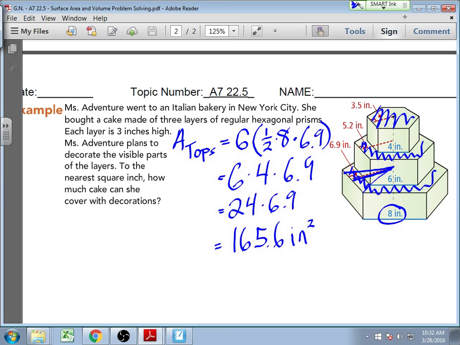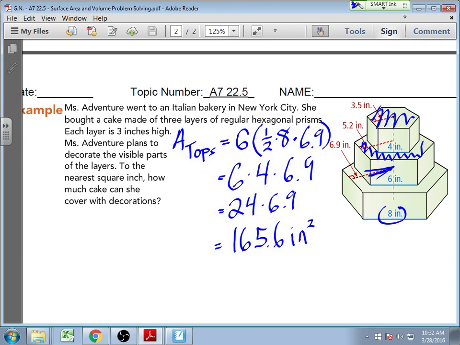Now, I agree with a lot of what you guys said. If I only wanted the area of the bottom tier that I could decorate, I'd have to find the big hexagon, then subtract away the littler hexagon, and then I'd do it again for the next layer. And the top layer, I'd only find a small hexagon, but that's all a bunch of work I don't need to do.